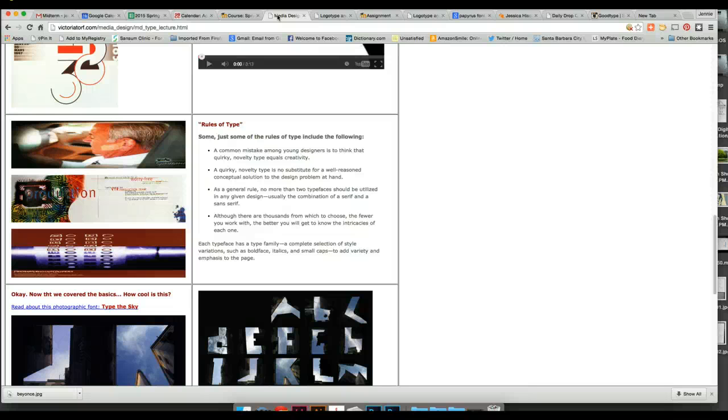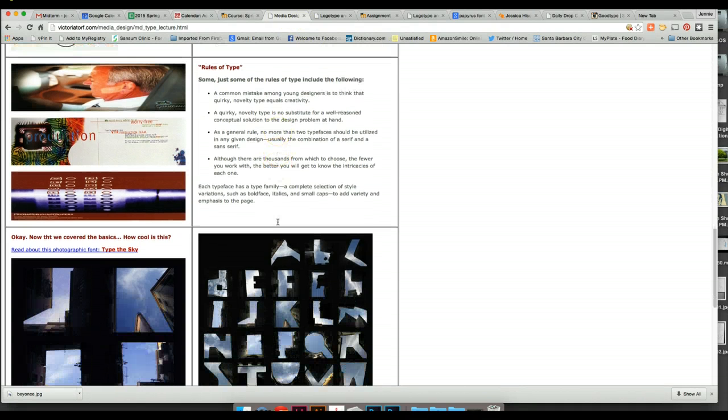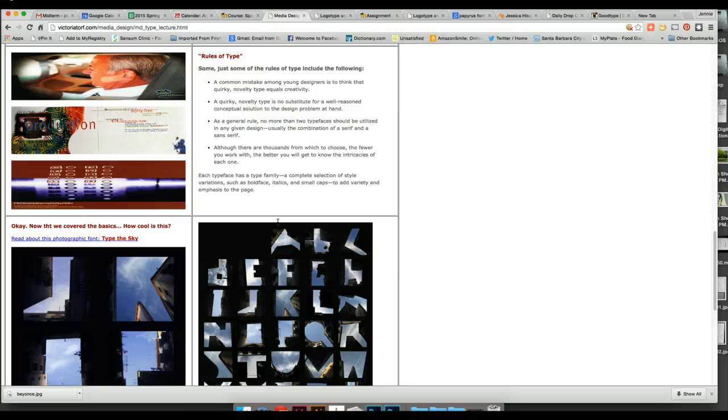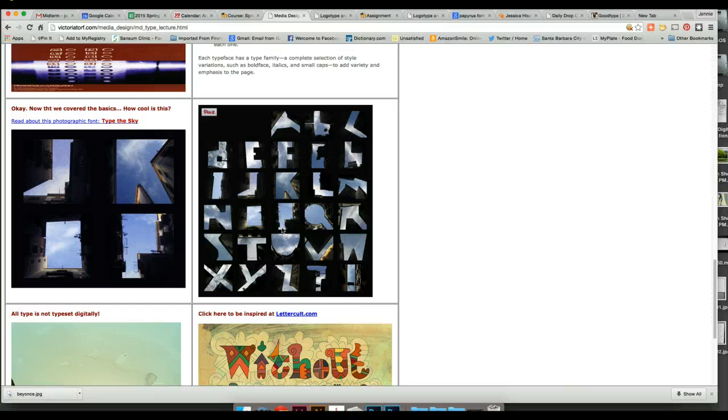So as a general rule, we talked about this, this is from Saturday as well: no more than 2 typefaces should be utilized in a given design. Usually the combination of a serif and a sans serif. If you only give yourself 2 options, it makes it that much easier to control how everything looks. Although there are thousands from which to choose, the fewer you work with, the better you will get to know the intricacies of each one. So pick some fonts that you like. If Arial is your steez, go with it, Liam, okay? Just pick something that you want and get to learn how you would want to use it in the context, okay?